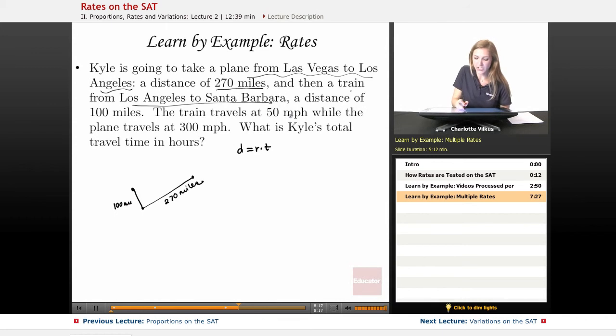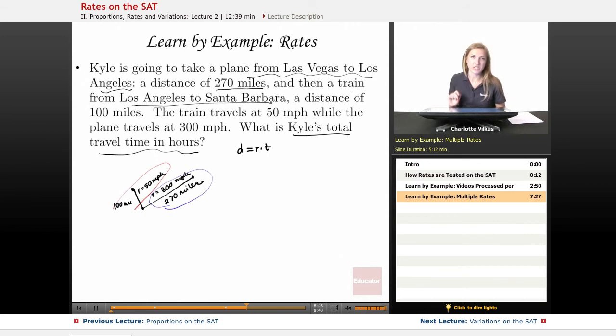We know that the train travels at 50 miles per hour, so that means that our rate here is 50 miles per hour. We also know that the plane travels at 300 miles per hour, so that's our rate in this leg of the trip. We're looking for Kyle's total travel time in hours. So we basically have two different equations here. We've got one for the train, one for the plane, and if we add up the two times from both, then we can figure out what we're doing.